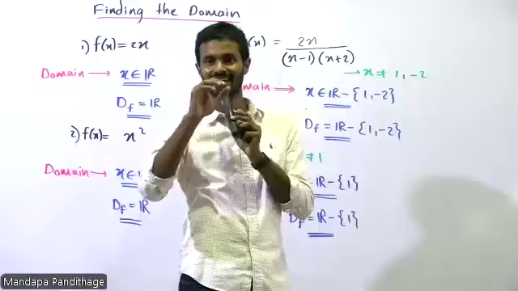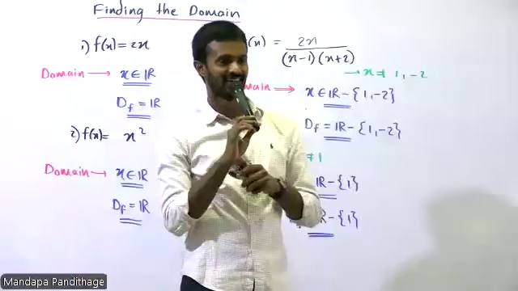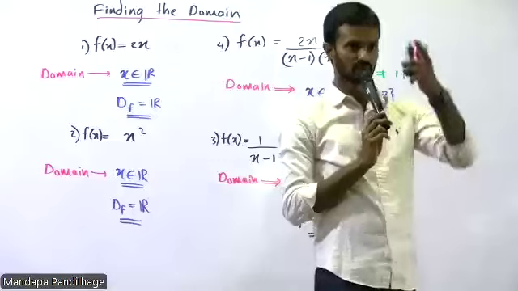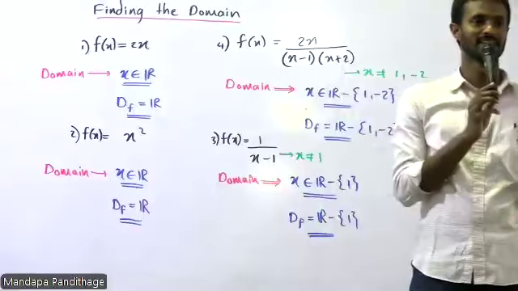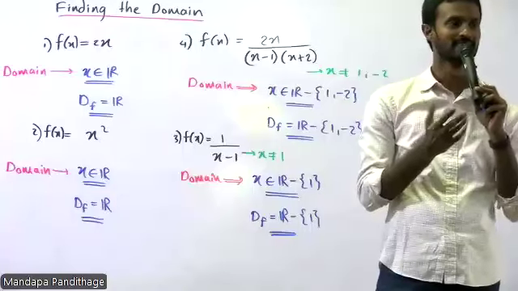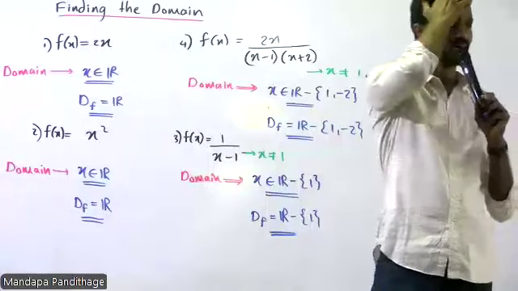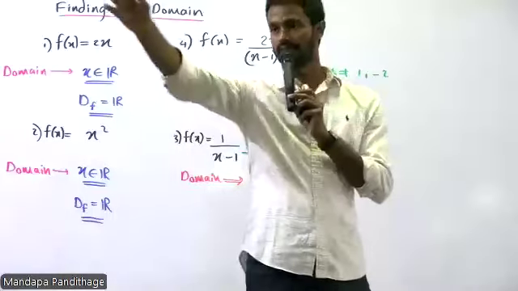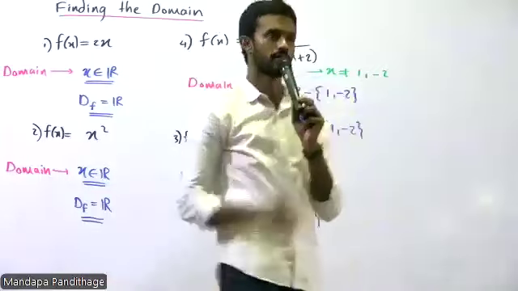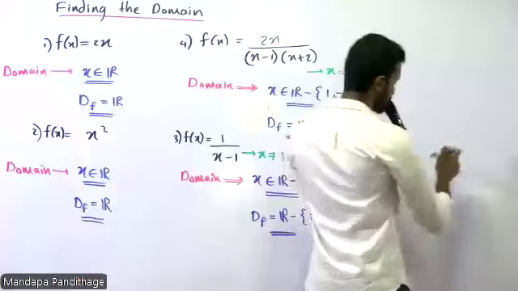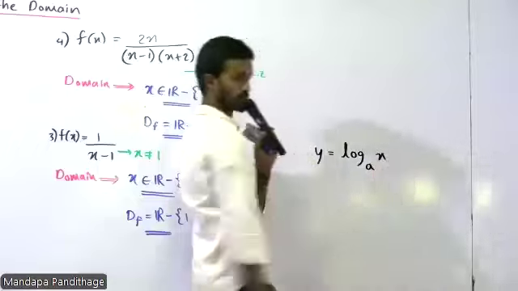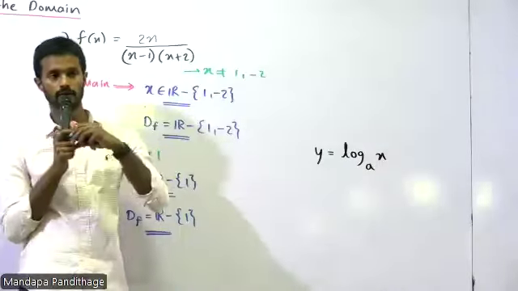What did you understand? There are some functions, even though there's no square root. Tell me. There are some functions, even though there's no denominator or a square root, but still the domain is not the real number set. For example, if I consider y equals log a to the power x.